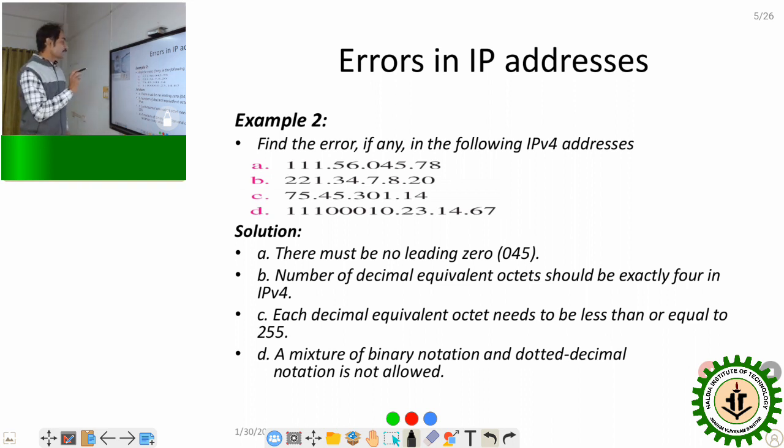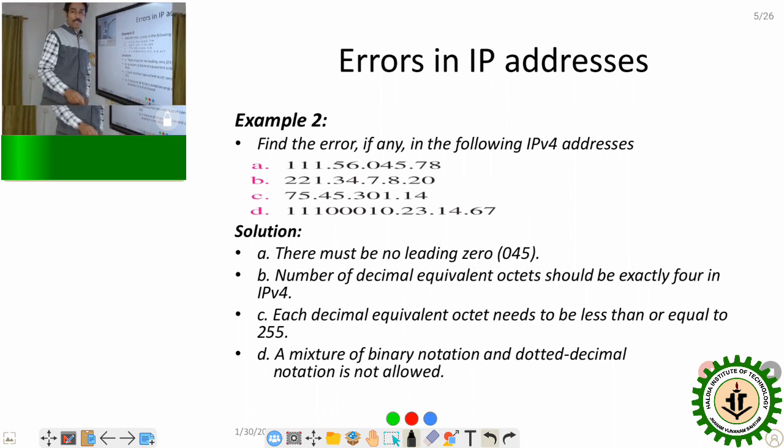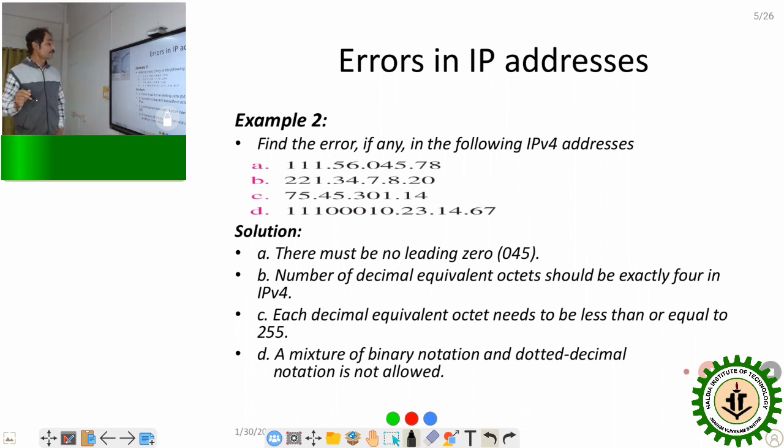In the second one, the number of decimal equivalent octets should be exactly 4. Here we have 5 octets, which is not allowed, because each octet is equivalent to 8 bits. So 5 octets means 5 into 8, that is 40, which violates the rule of IPv4, where only 32 bits are considered.